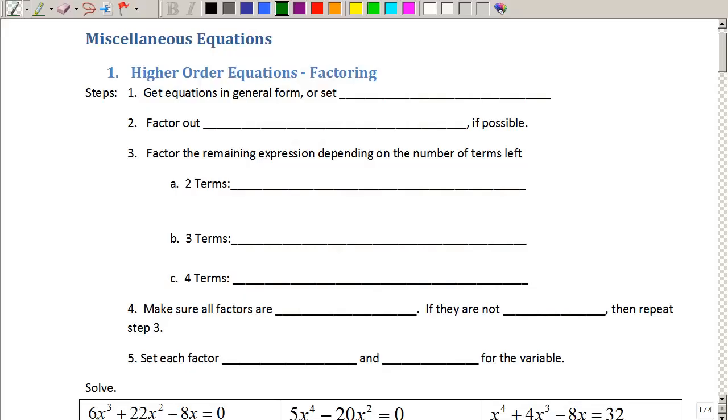In this lesson entitled Miscellaneous Equations, we have three types of equations we're going to be working with. First is the higher order factoring problems, second, equations with rational exponents, and lastly, equations of the quadratic form.